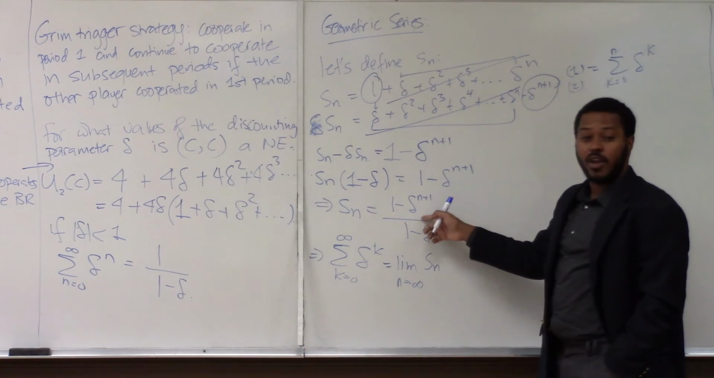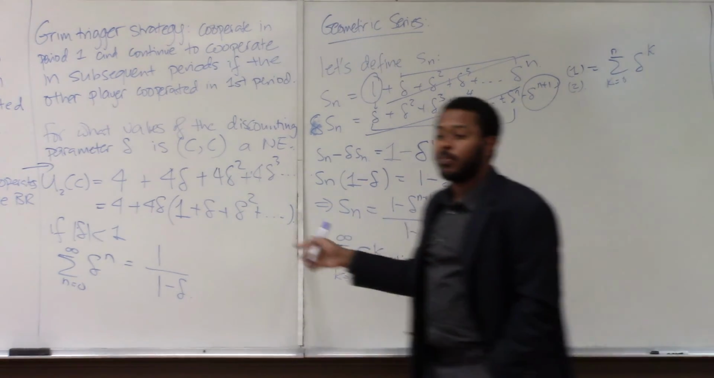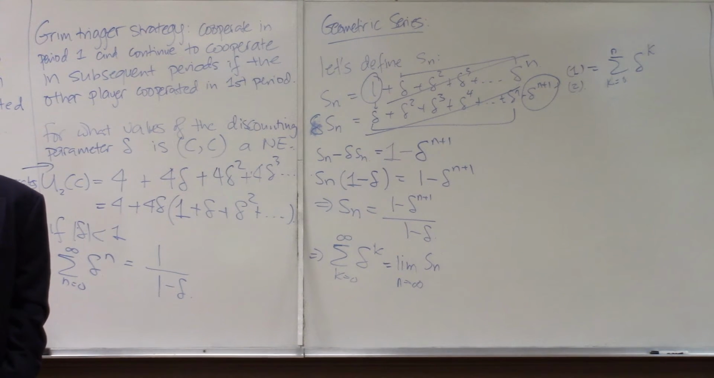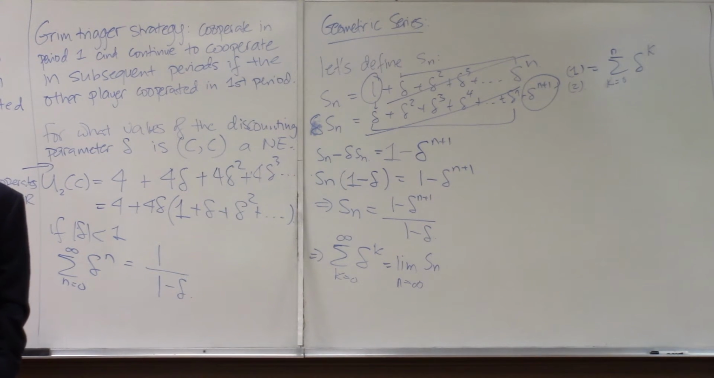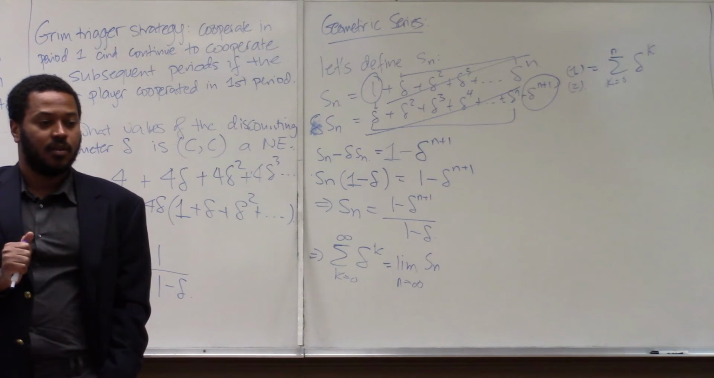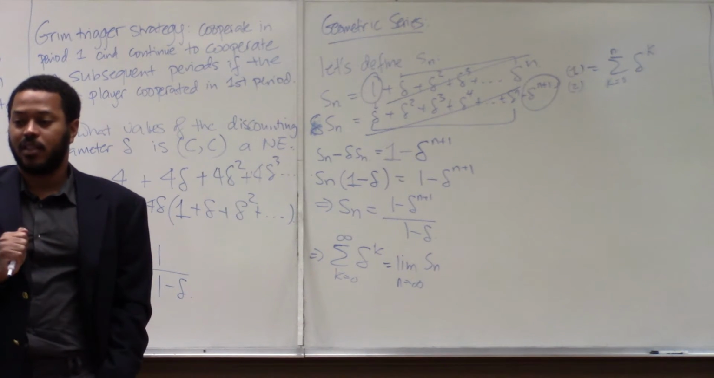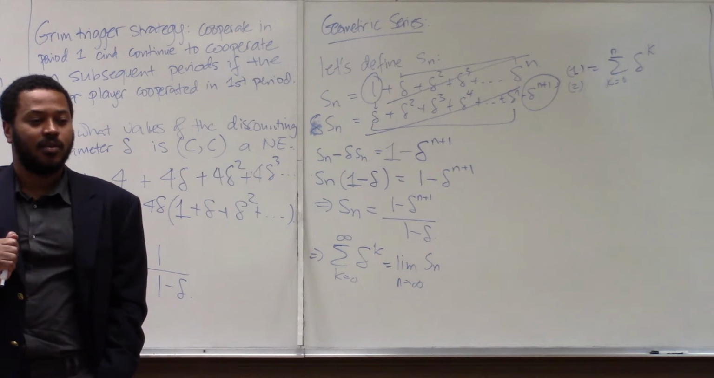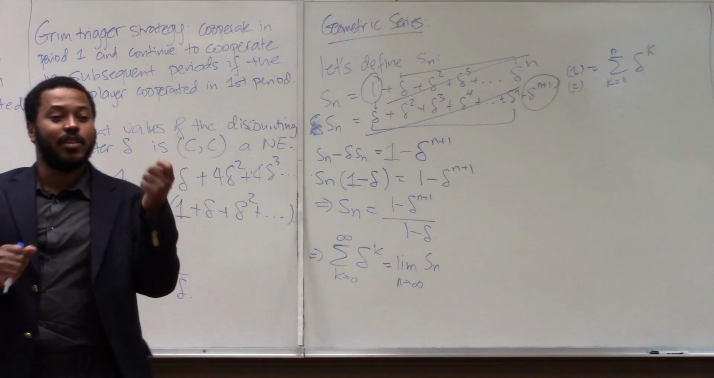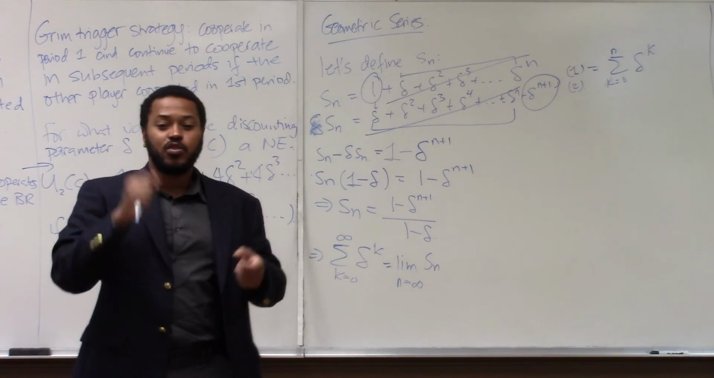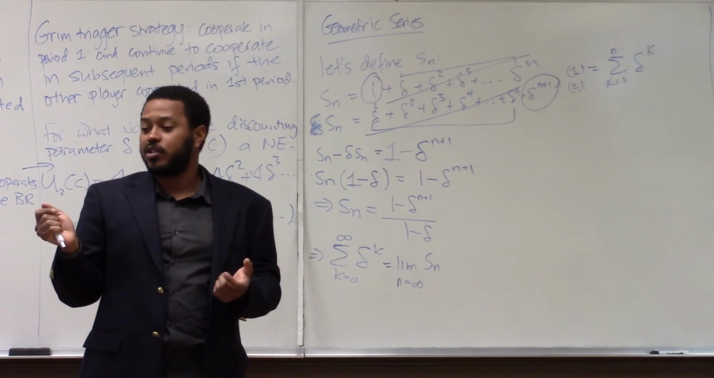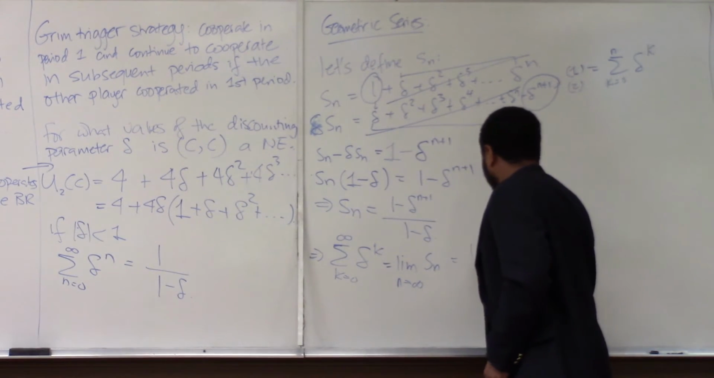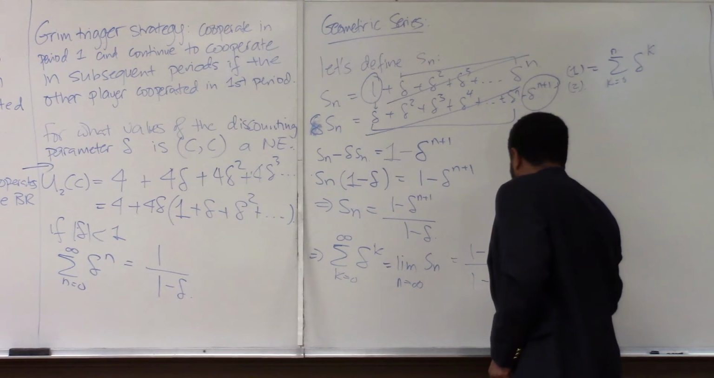If we take a number that's smaller than 1 and multiply it by itself an infinite number of times, what are we going to get? If you take 1/10 times 1/10, that's 1/100. 1/100 times 1/10 is 1/1,000. 1/1,000 times 1/10 is 1/10,000. So if you take a number that's smaller than 1 in absolute value and multiply it by itself infinitely many times, it goes to 0. And so this is just 1 minus 0 over 1 minus delta, which is 1 over 1 minus delta.